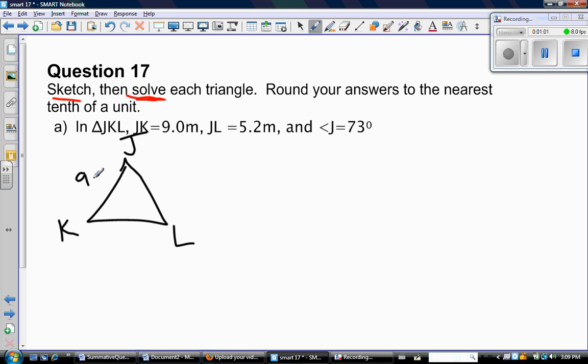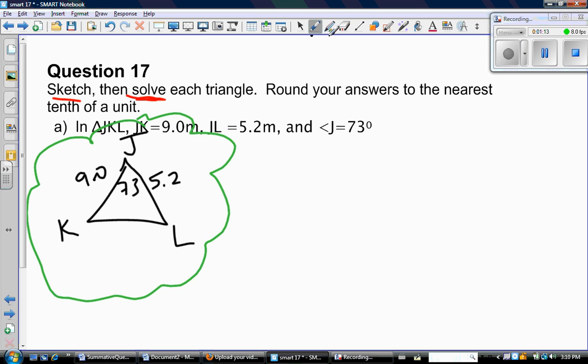So this one's going to be 9.0, this one's going to be 5.2, and this one's going to be 73. And this is basically kind of just in my brain. So I'm just going to put my brain around it, my brain bubble. Hopefully you've heard me do brain bubbles before, otherwise that would be weird. And now I'm going to actually try to make a triangle that is sort of oriented like this, but has side lengths and angles that are more reasonable to these measurements that I was given.